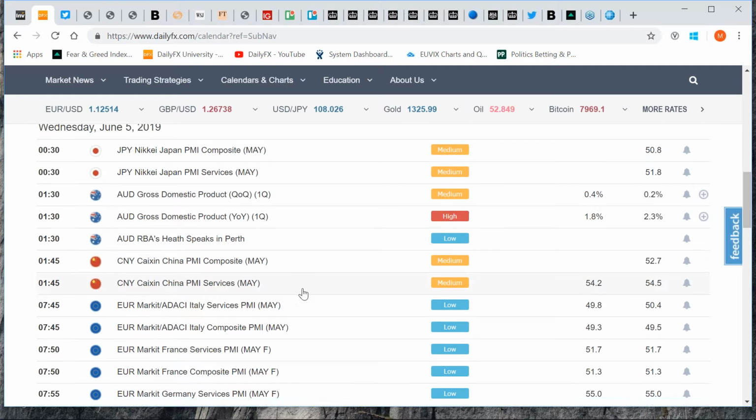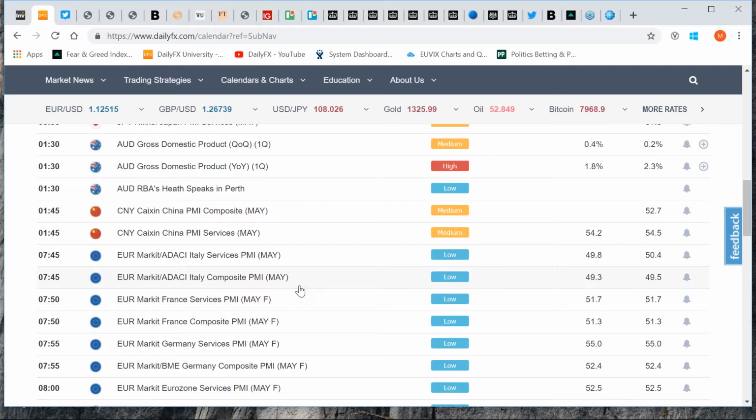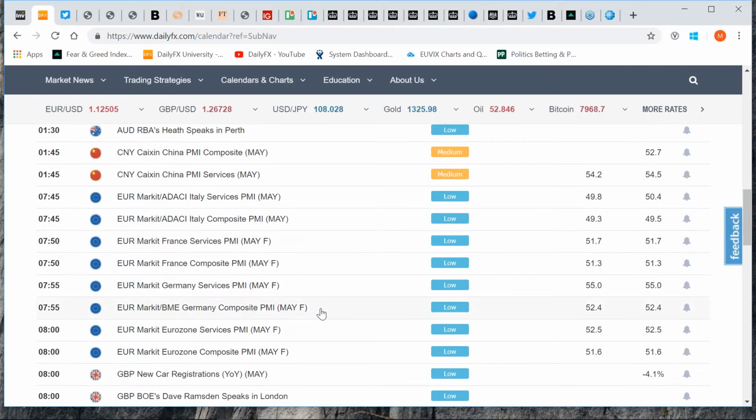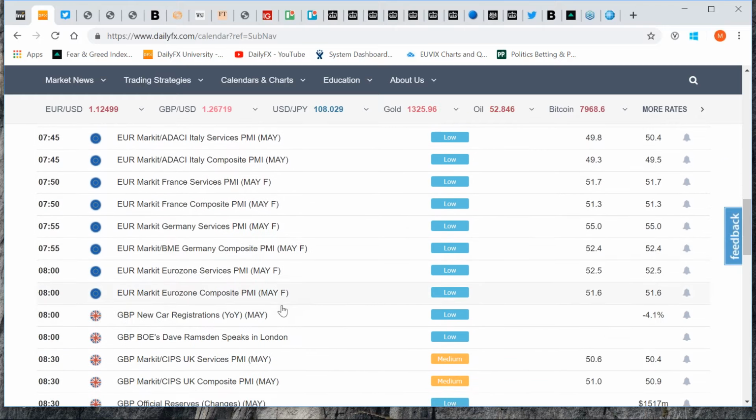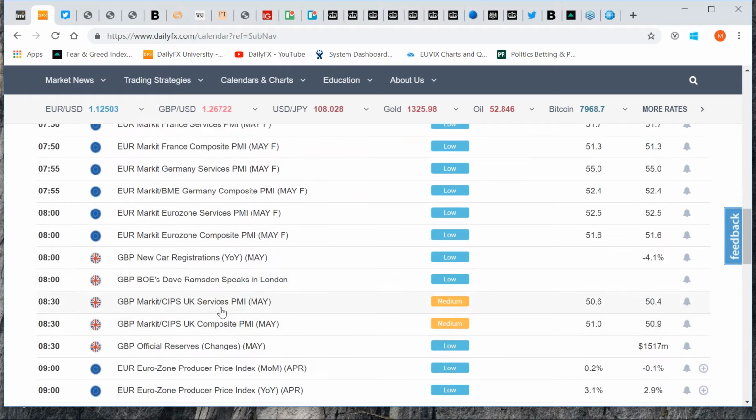So then we have this whole bunch of Eurozone figures. Remember, the Italy one is new, but the French and German and composite ones are all old, so there's nothing much there. But the UK, again, is a new one. Services PMI expected just a tad higher, and that makes the composite PMI expected a tad higher. So again, looking at what we've already seen, I suspect the risk there is to the downside.